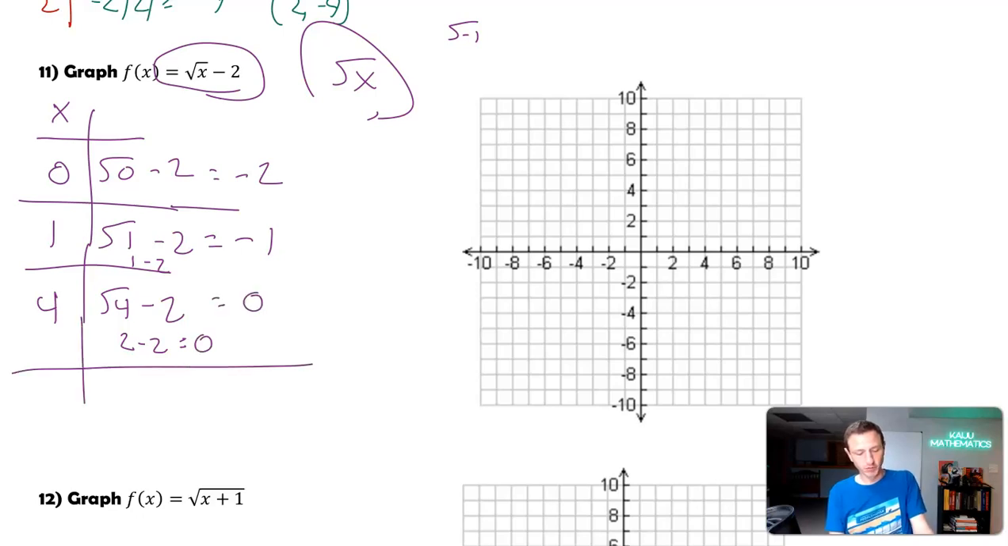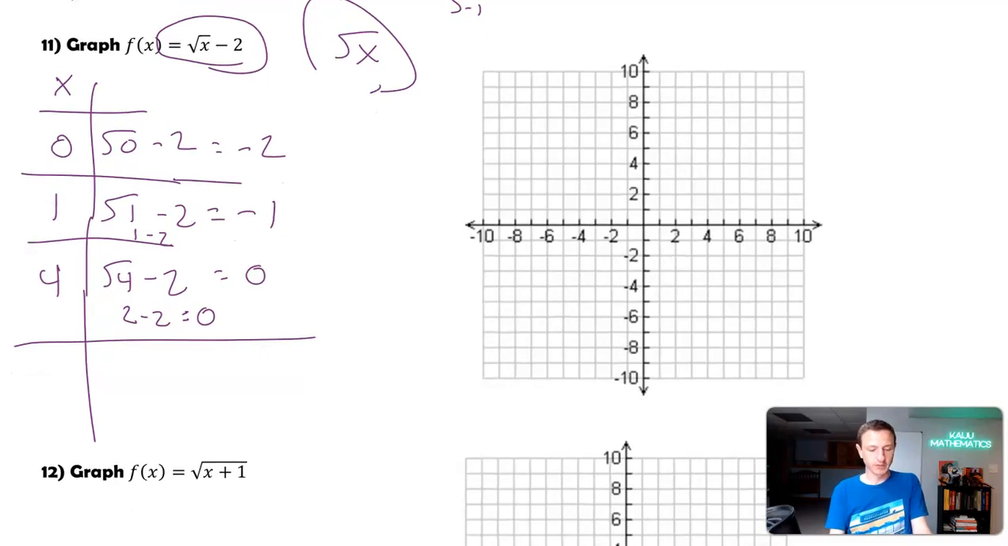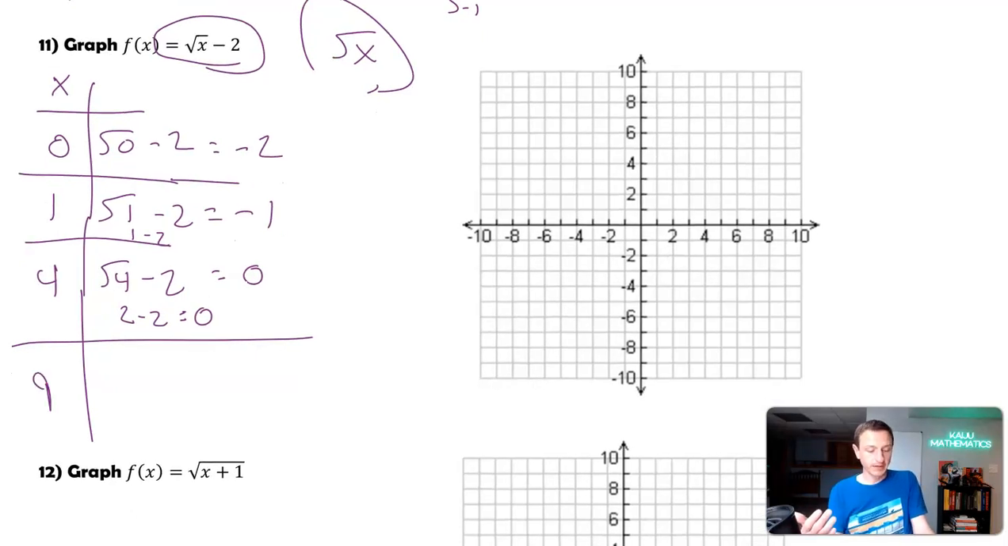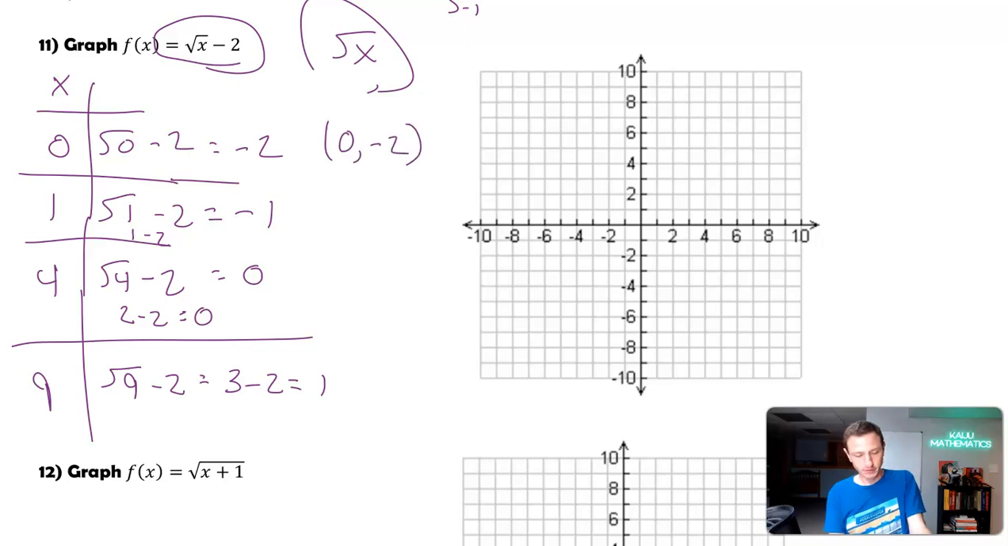And let's grab one more. So what would be my next one? Hopefully now it's starting to click a little bit. We're going to go to 9. So it's going to be the square root of 9 minus 2. Square root of 9 is 3. 3 minus 2 is 1. So we have some ordered pairs: (0, -2), (1, -1), (4, 0), and (9, 1).